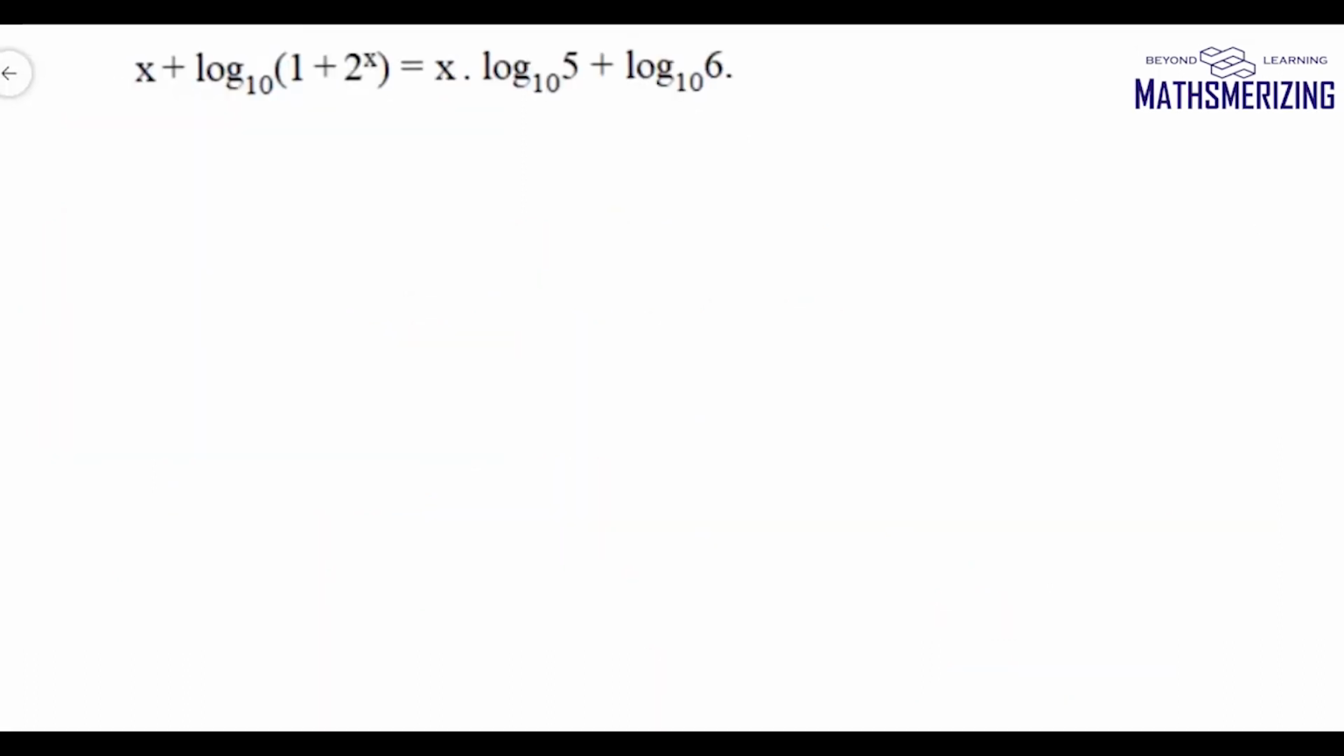Find the value of x if x plus log of 1 plus 2 to the power x base 10 equals x log 5 base 10 plus log 6 base 10.